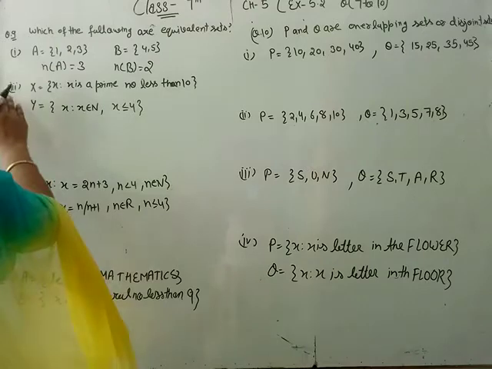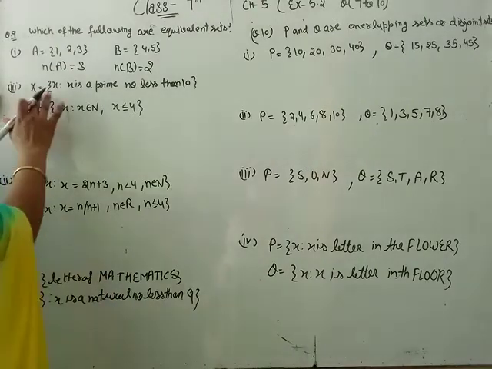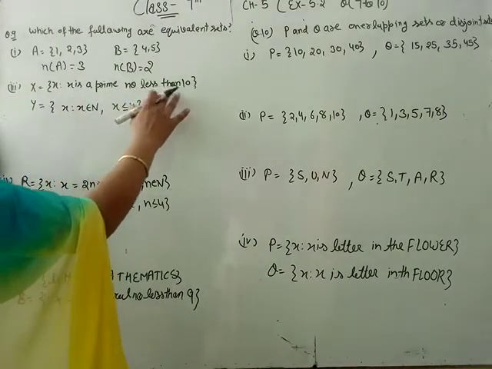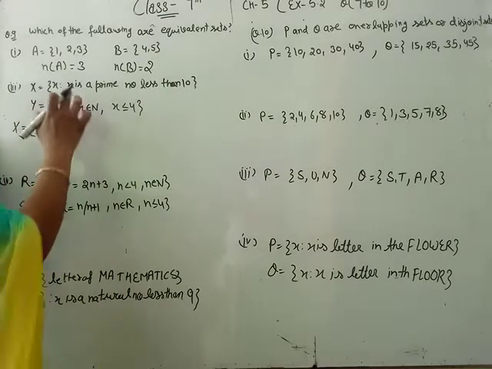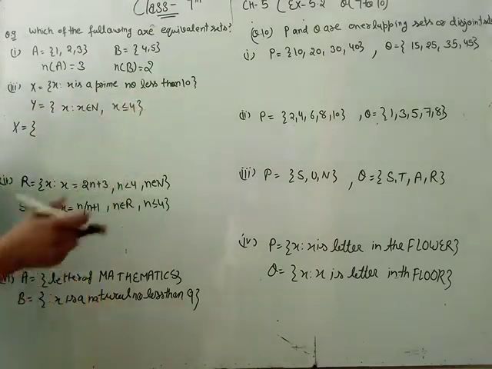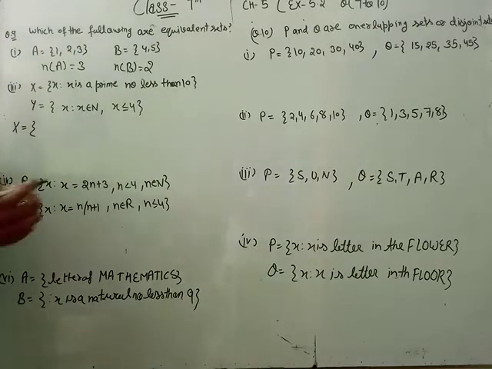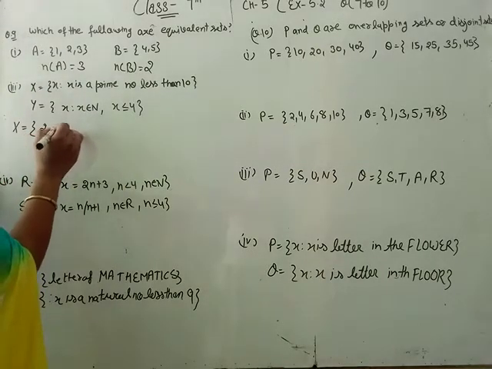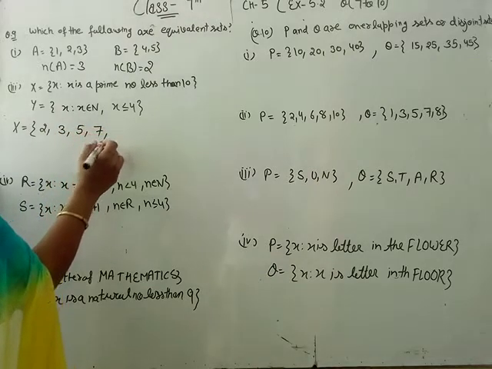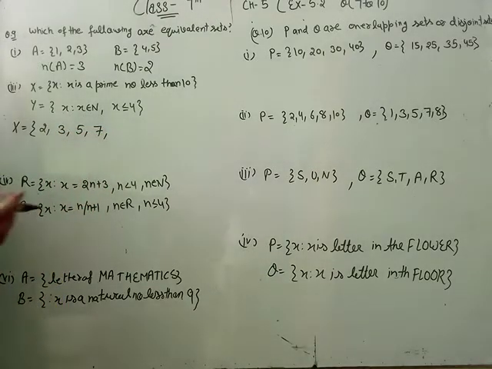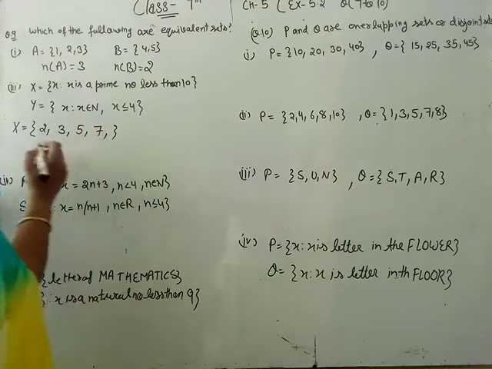Next is part number 3rd, X is a prime number less than 10. First we take X in roster form. X is prime number less than 10. 2 is the smallest prime. Next is the third prime, 5. Next is 7. 8, 9 not prime. 10 also not prime. These are the prime numbers.